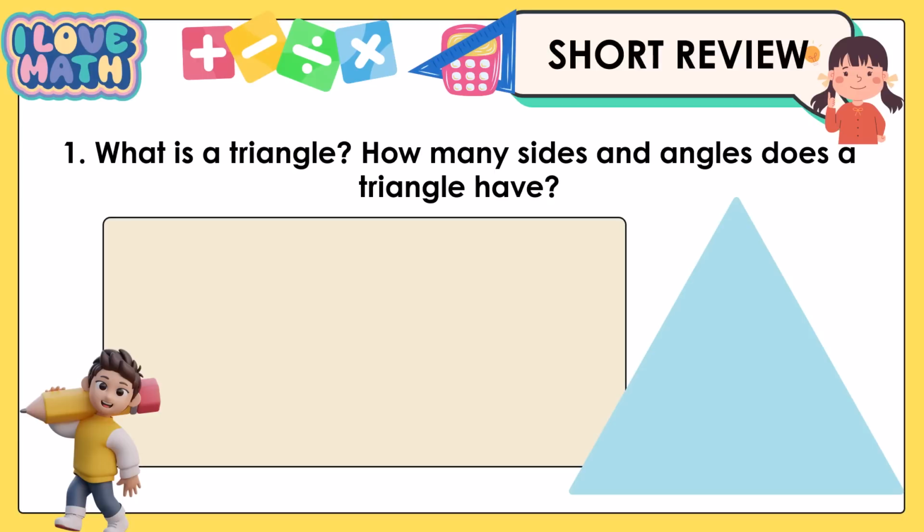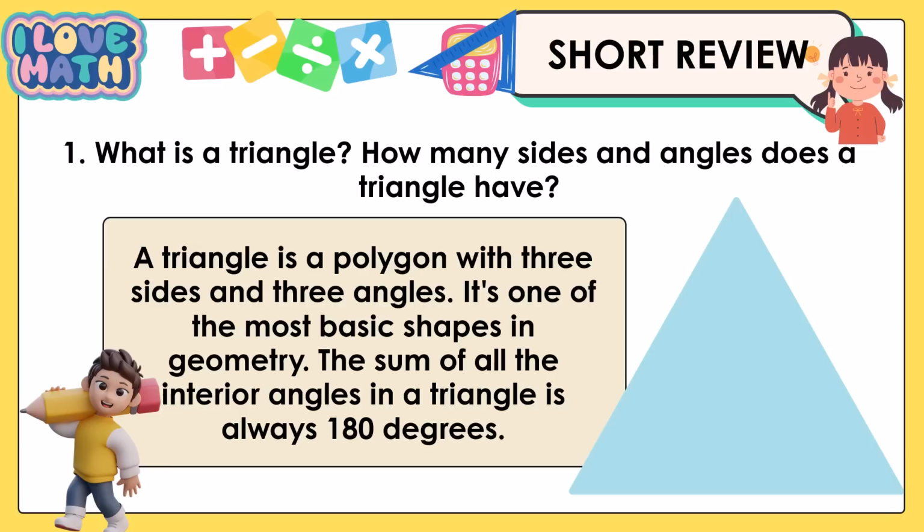Number 1, what is a triangle? How many sides and angles does a triangle have? Answer: a triangle is a polygon with 3 sides and 3 angles. It's one of the most basic shapes in geometry. The sum of all the interior angles in a triangle is always 180 degrees.